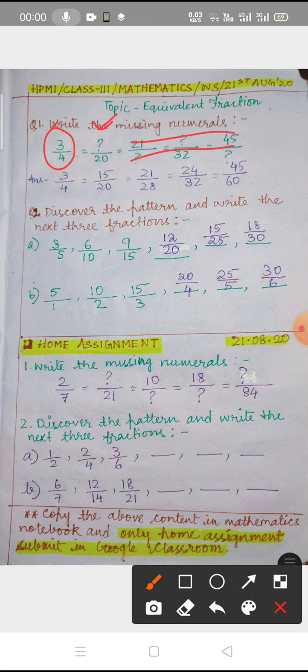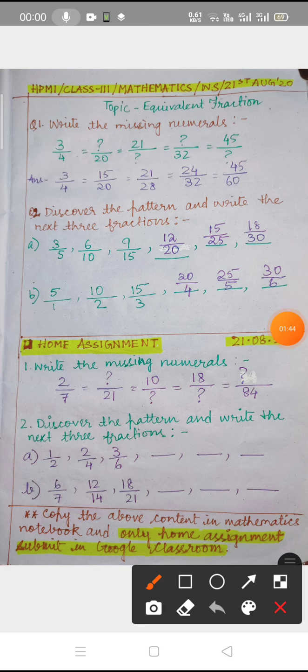So 4 is becoming 20. As these are equivalent fractions, all the fractions are equal. For equivalent fractions, we need to multiply the same number with the numerator and denominator. So 4 has been multiplied by 5, then only we can get 20. So 3 also is to be multiplied by 5. 3 5s are 15. So for the numerator we got the answer. The first missing numeral is 15.